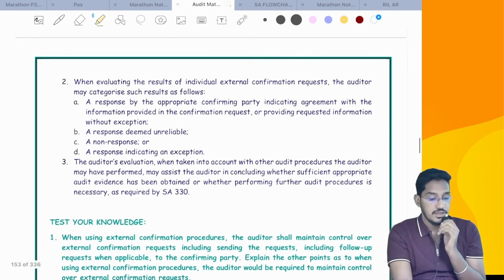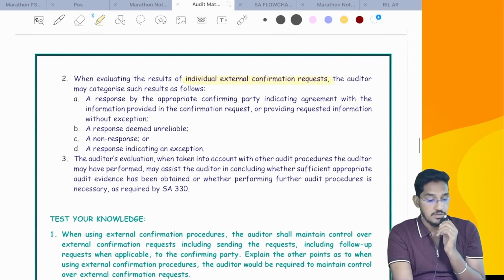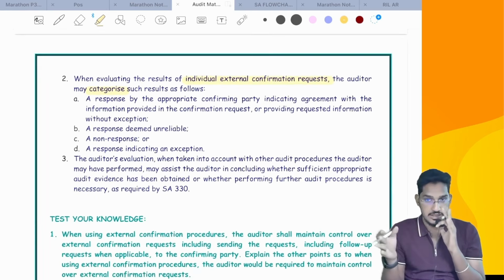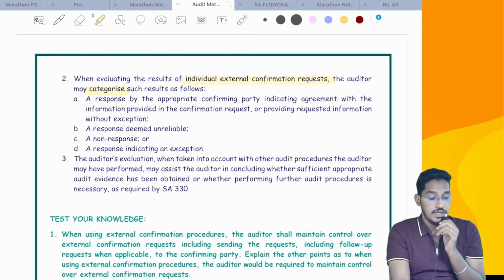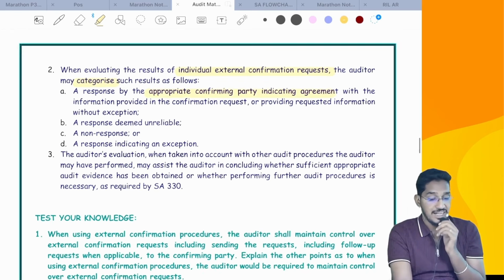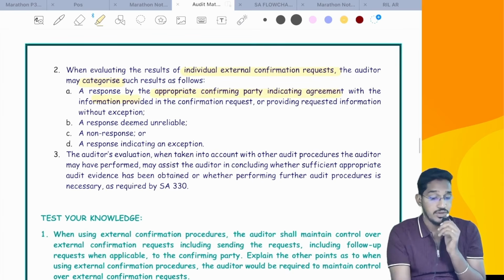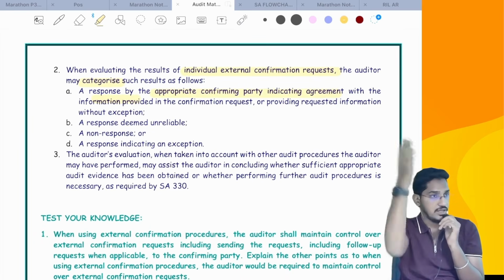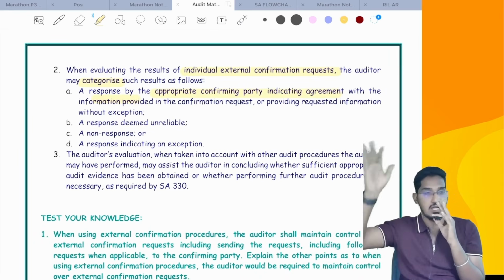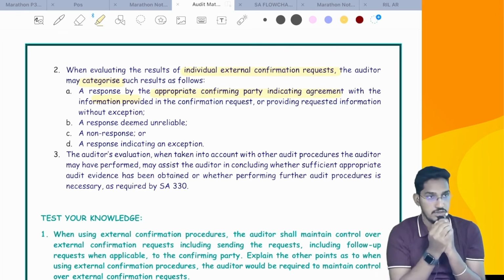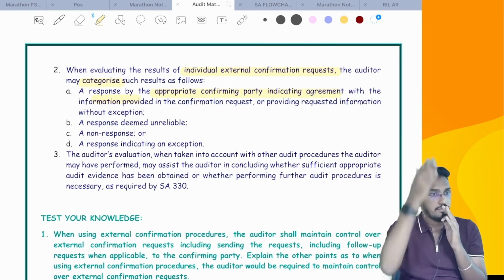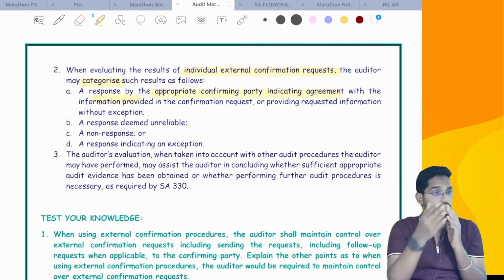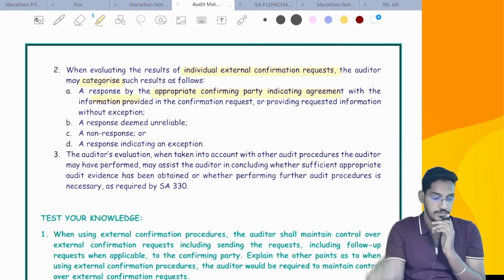When evaluating the results of individual external confirmation requests, the auditor may categorize such results as follows. Whatever responses you have got, you need to categorize them. How do you categorize? First, a response by the appropriate confirming party indicating agreement with the information provided in the confirmation request. That means no exception, everything is matching. Basically, you sent 100 confirmation requests, you got the responses, and now you need to segregate them: for how many confirmation requests has the third party agreed?